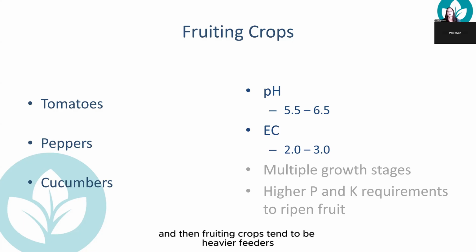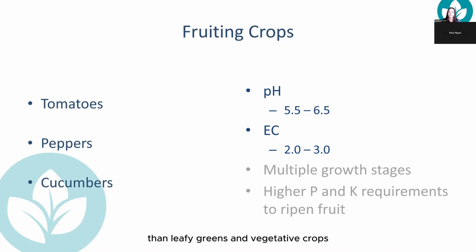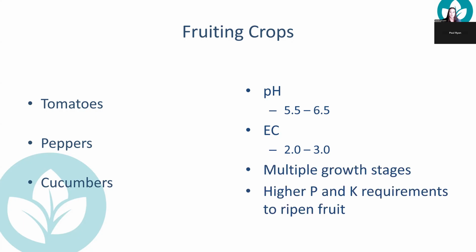And then fruiting crops tend to be heavier feeders than leafy greens and vegetative crops. They have higher nutrient demands, and so your EC is generally going to run higher, closer to about 2 to 3. And what makes fruiting crops a little bit more complicated compared to leafy greens is that they do have multiple growth stages, and these individual growth stages are going to change its nutrient demands over time.